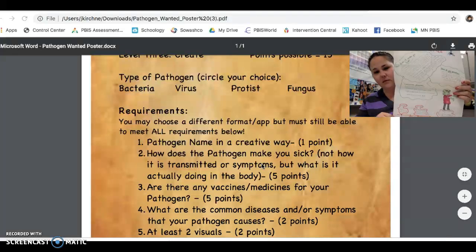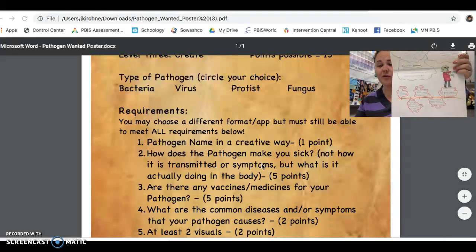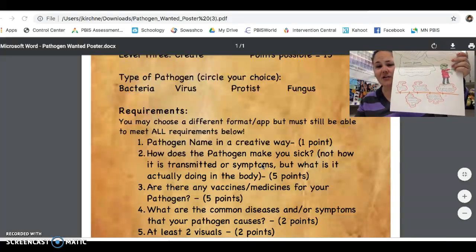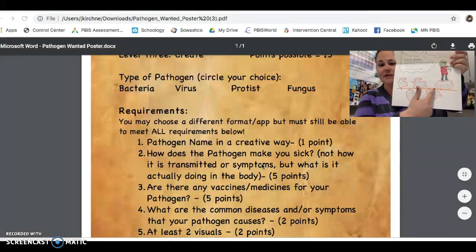Here's one. They talked about zombies and compared it. So this was more of an analogy. They did an analogy comparing it, and this person did the timeline, as you see.